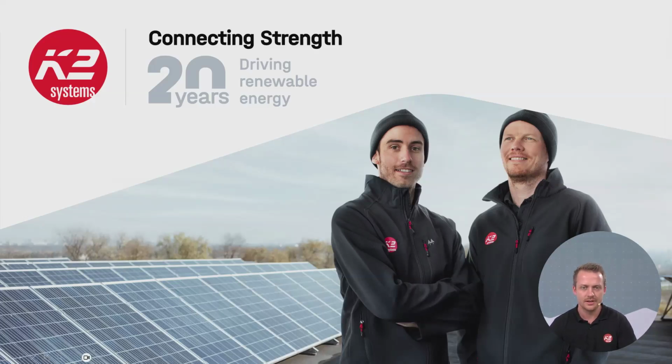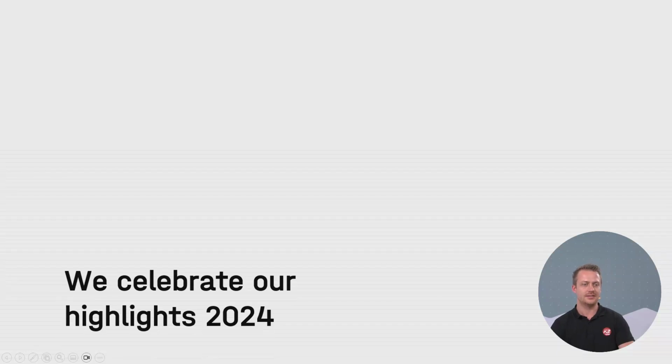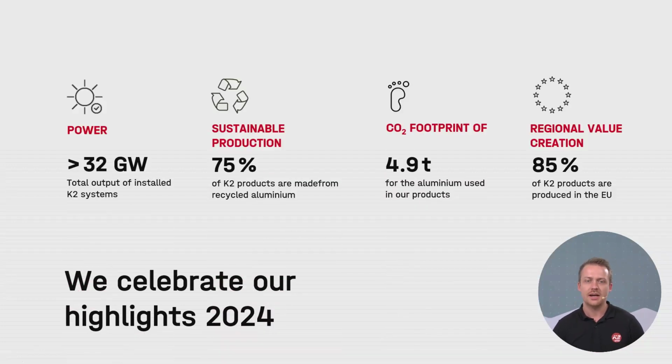So here we are. We're here today to celebrate our highlights from the Intersolar 2024. And there are some key facts about K2. We installed in total 32 gigawatts of PV power. Our production is 75% sustainable. Our CO2 footprint is very low for the aluminum or alloy industry. Actually, it's 4.9 tons per ton of alloy. And we try to produce nearly everything in Europe, and in total, it's 85%.